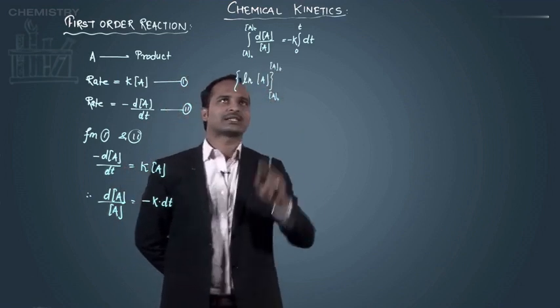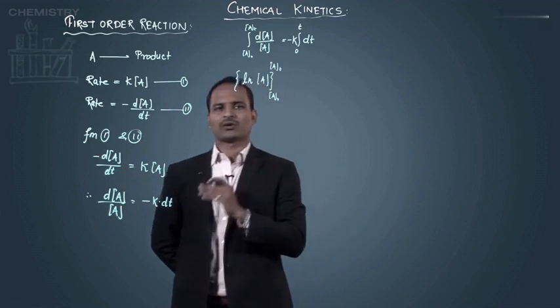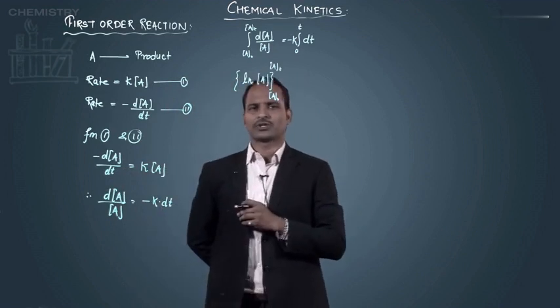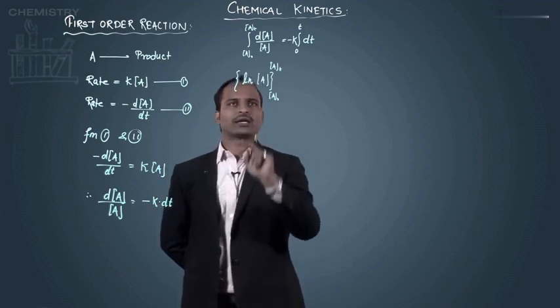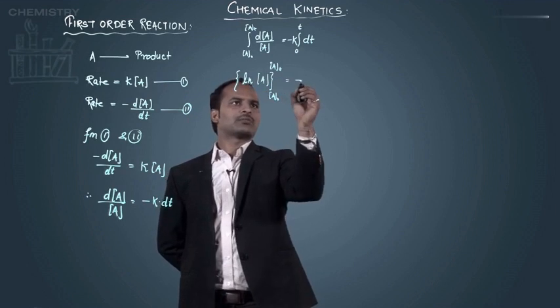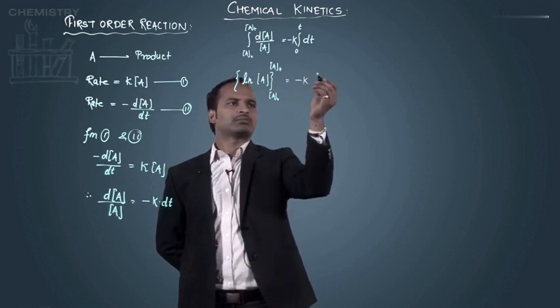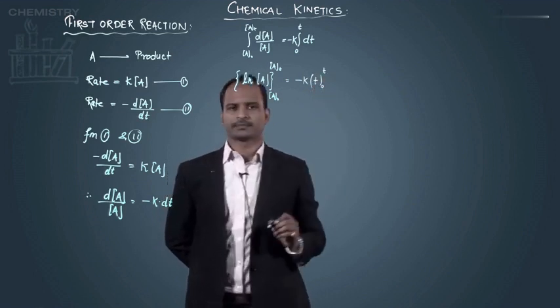As I said, when we write the integration of 1 upon A, it is log A, but that log is log to the base e. That is a natural log or exponential log, I can say. So instead of writing the full log e, we just write ln. So it is log to the base e A, and this is equal to minus K into dt. The integration of dt is going to be t, from 0 to t.